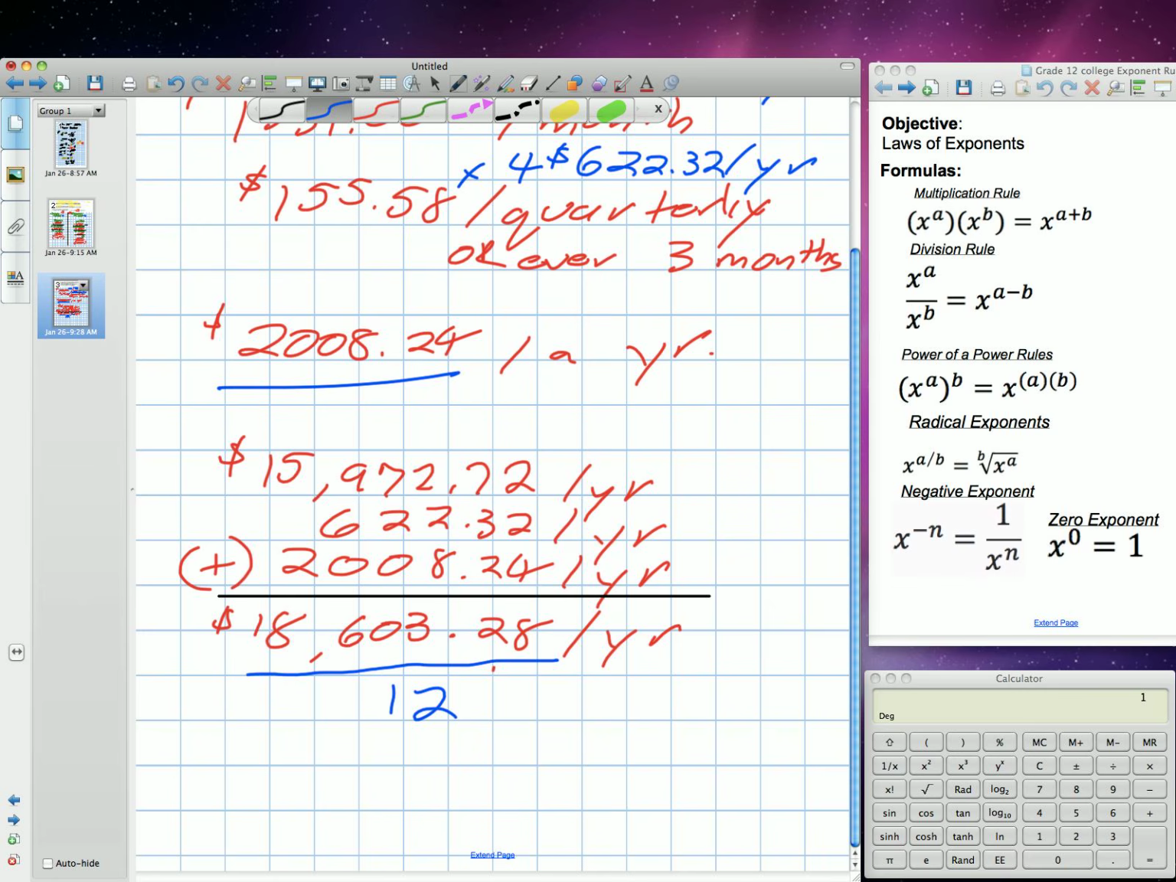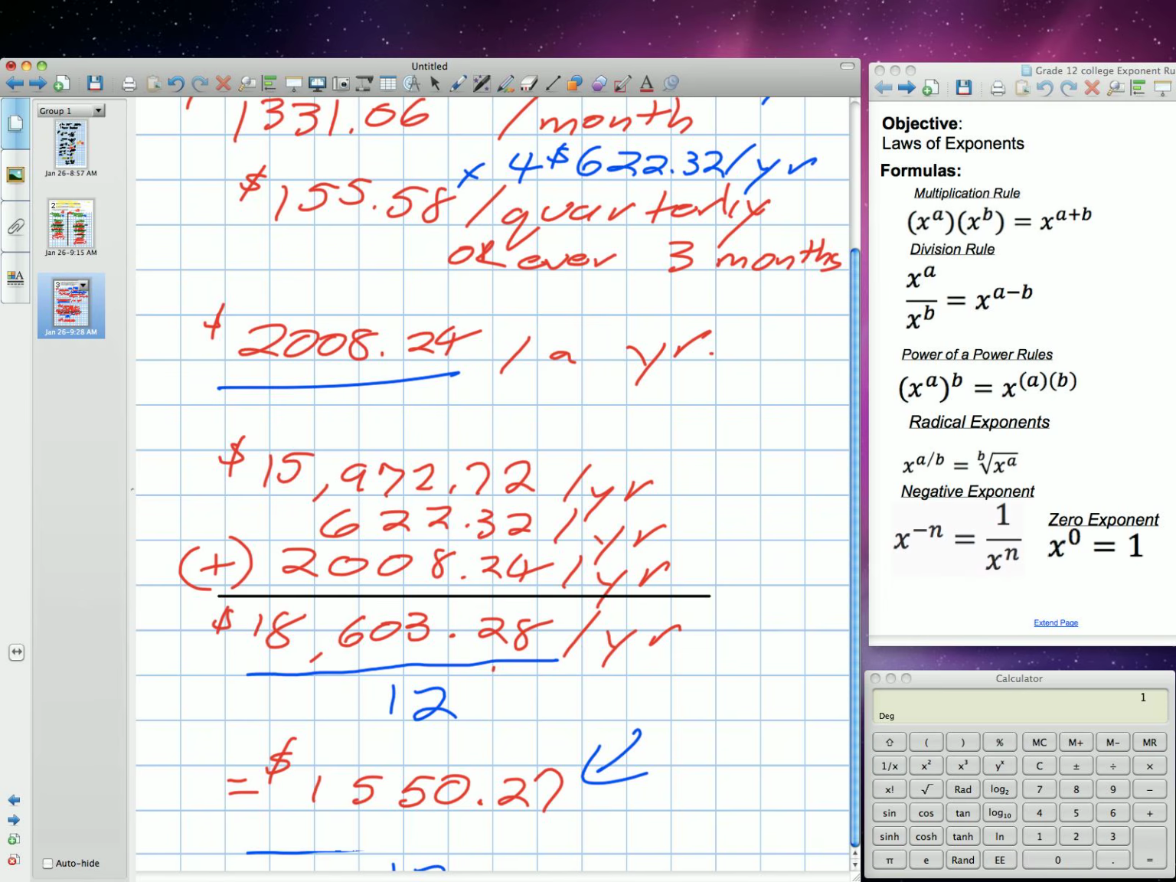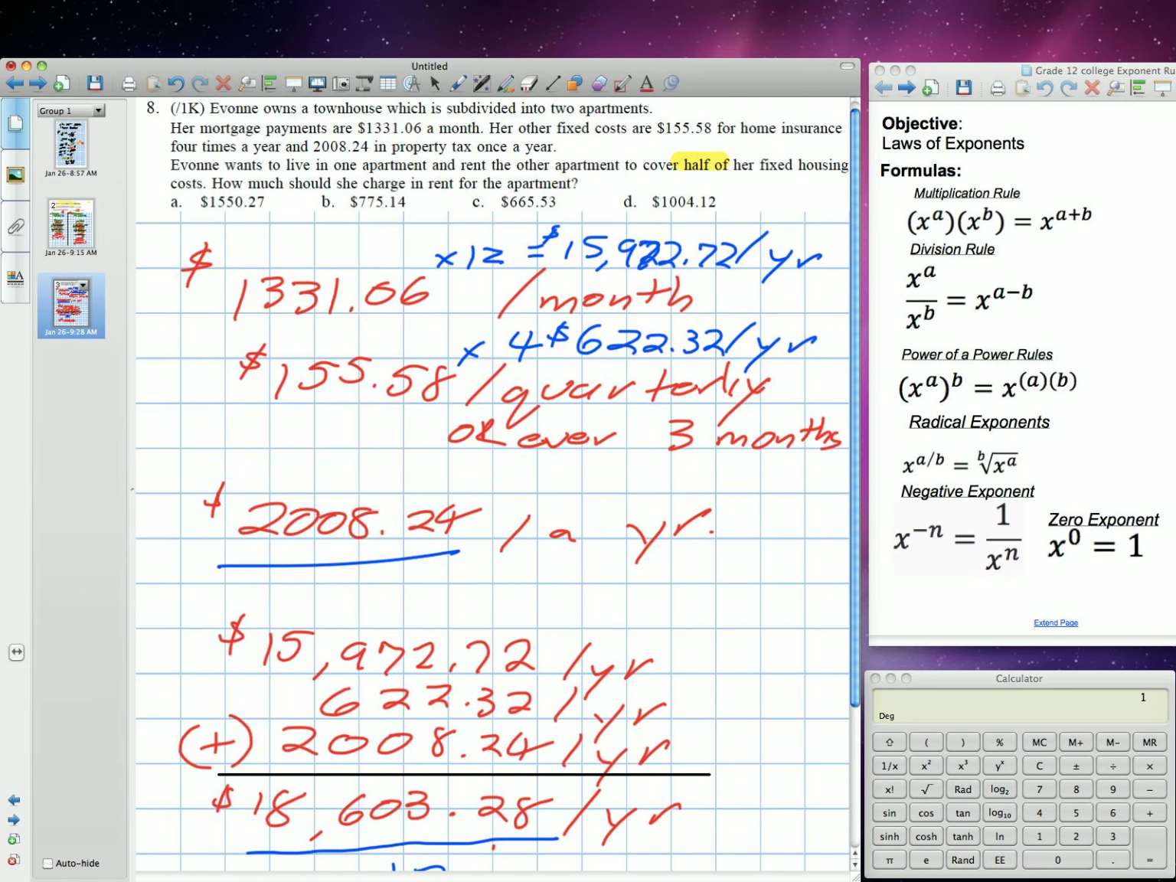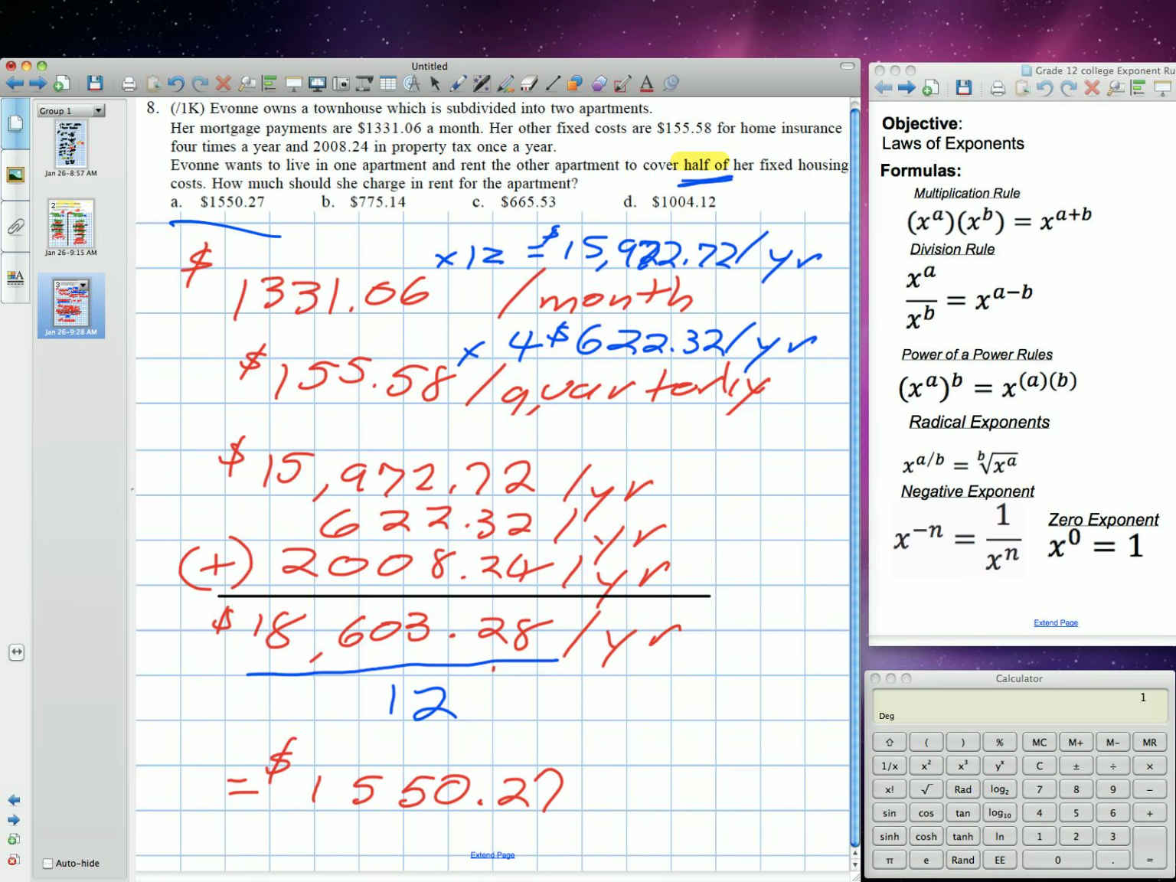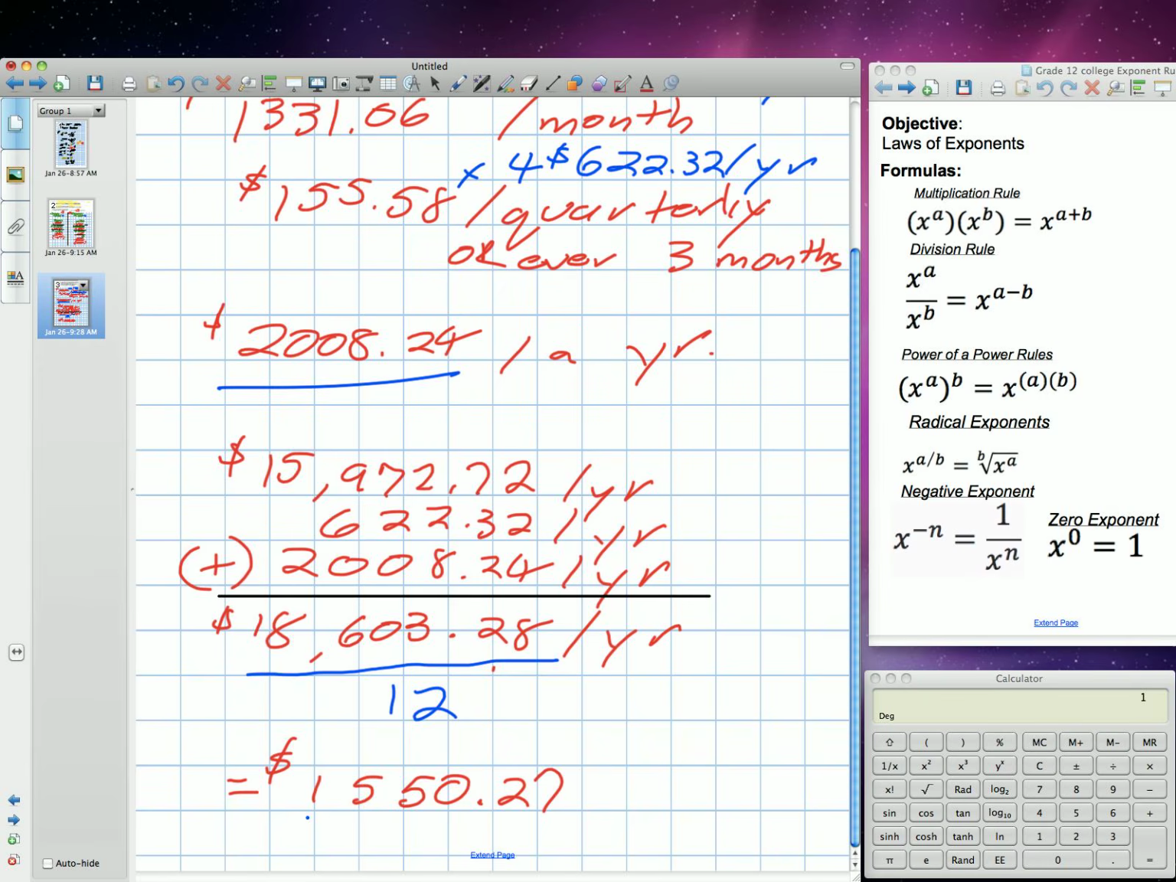We go back up to the top. That is an option. But remember, she only wanted to charge half of this. So we need to divide that number again by 2. Which will give us $775.14. So she needs to charge $775.14, which is option B in this question. Definitely should put it for an option, seeing if you read the question.